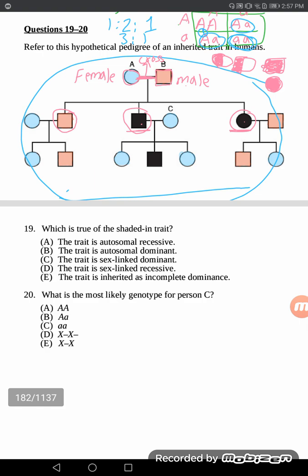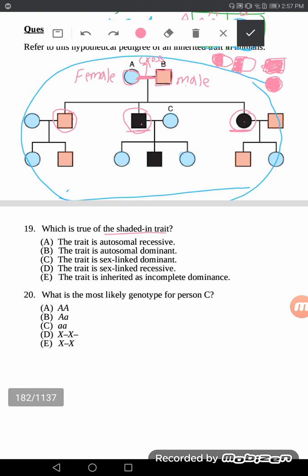So which is true of the shaded in trait? Which is true of the shaded in trait? The trait is autosomal recessive, or autosomal dominant, or sex-linked dominant, or sex-linked recessive, or the trait is inherited as an incomplete dominant. This is not true. So as we can see, now we have to eliminate four of the options. We have to eliminate the wrong ones, and that way we can find the right answer. So for the first part, it's about sex linked.